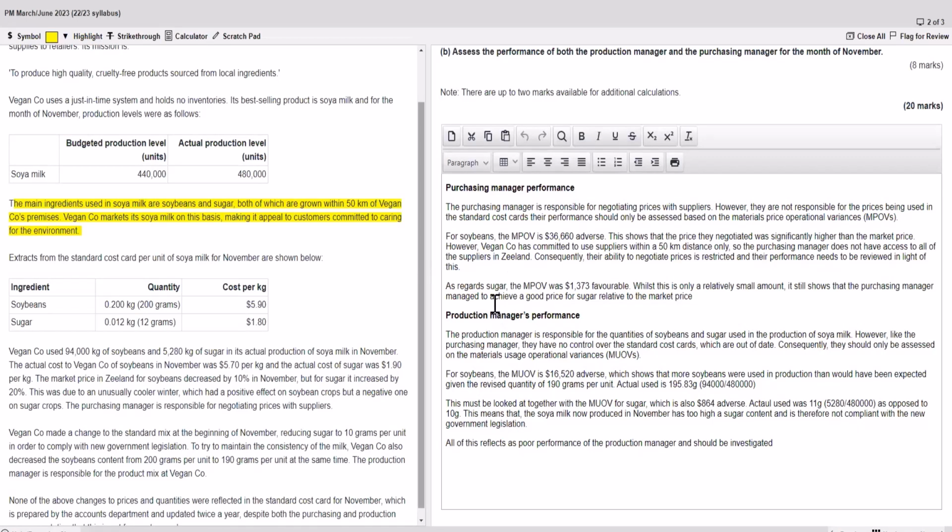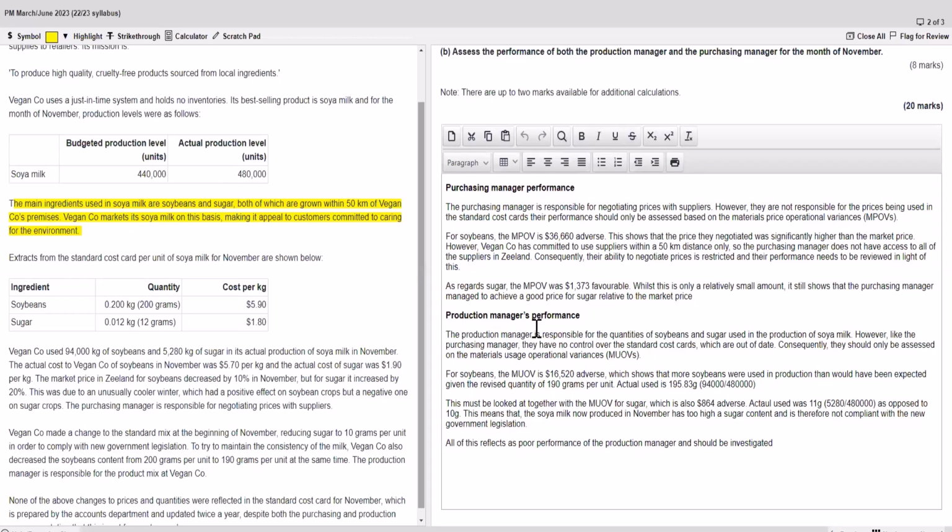Consequently, with regards to sugar, it was favourable. Whilst it's only a relatively small amount, it shows that the purchasing manager managed to achieve good performance. So that potentially is 1 mark, 2 marks for that one, and 1 mark for that one. All right, so you can get hopefully 4 marks out of that. You'd have got 3 marks even if you hadn't mentioned this 50 kilometer distance only.